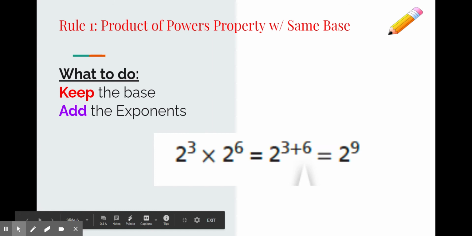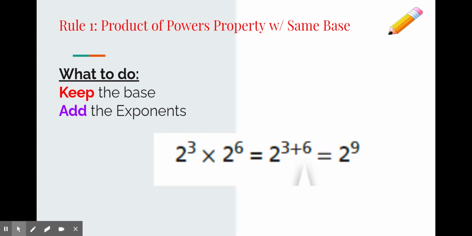So today we are starting on our properties of exponents. First, a couple things about terminology. This is the base, just the whole number, and then we all know the exponent is the little number here, okay? Our first rule is the product of powers property with the same base. Again, this is our base. So what do we do? Keep the base, add the exponents.